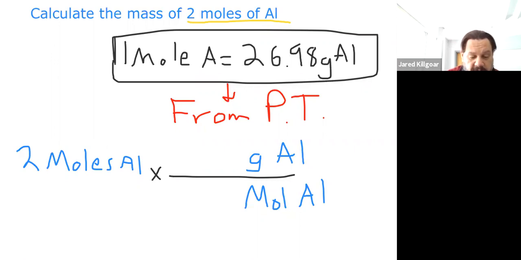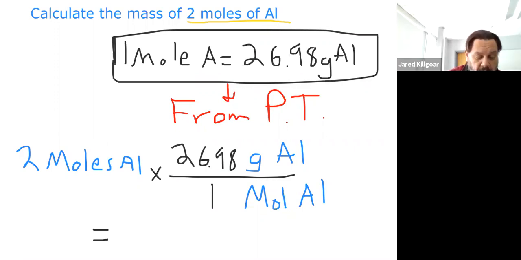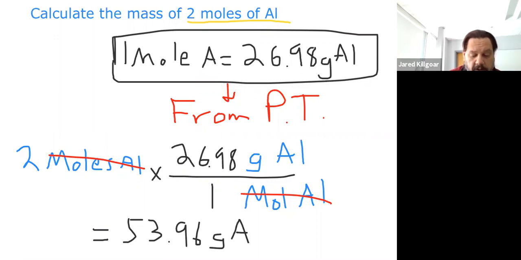So we have 26.98 grams is 1 mole. So the mass of 2 moles is going to be double that. So we're multiplying it by 2. Our unit moles of aluminum cancels out. And we are going to get a value of 53.96 grams of aluminum. So that's just the ratio. That's just the mass of 2 moles of aluminum.